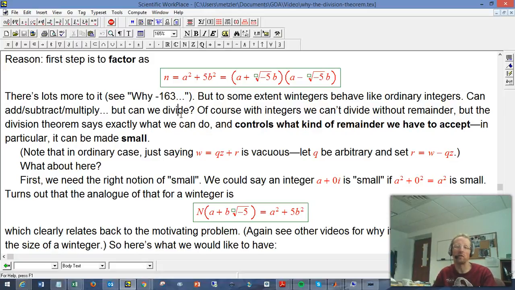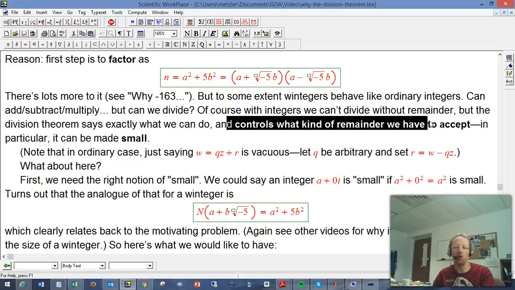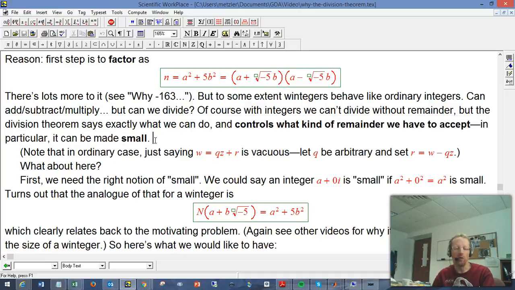Well, what do we expect? If these are generalizations of integers, we don't expect to be able to divide one integer by another non-zero integer exactly. That's not what we get even with integers. We can't divide in general without remainder. That's what the division theorem is talking about. What does the division theorem say? This is where we want to go back to the original division theorem and think about what it really means. It says we can divide with remainder, and it controls what kind of remainder we have to accept. In particular, you can make sure that the remainder is small in a precise way.